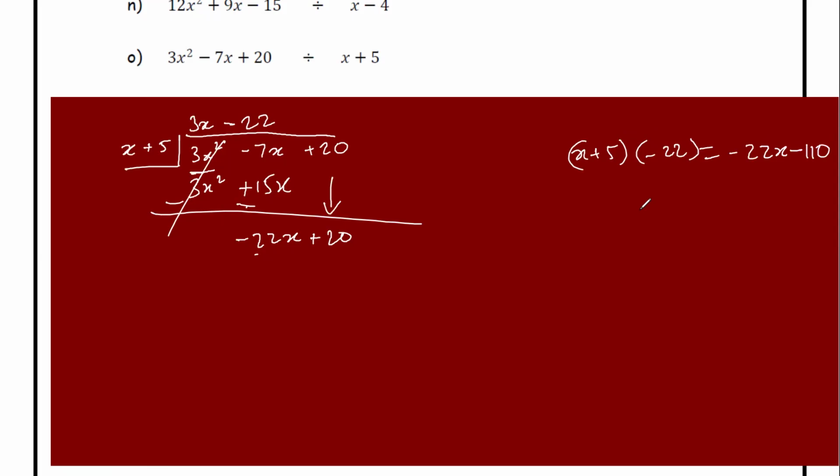So negative 22x and negative 110. Change the sign, cancels, and you got 130 as your remainder, positive, and this is your quotient. That's about it, nothing more.